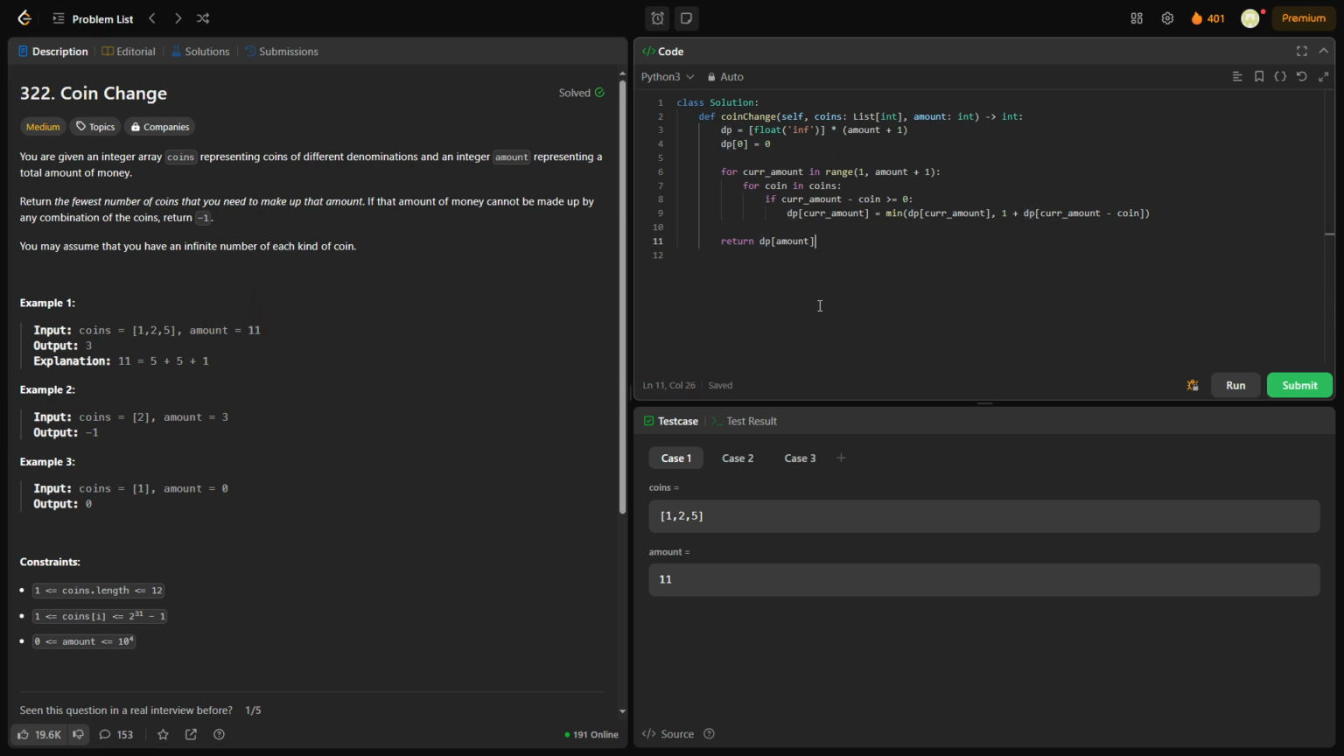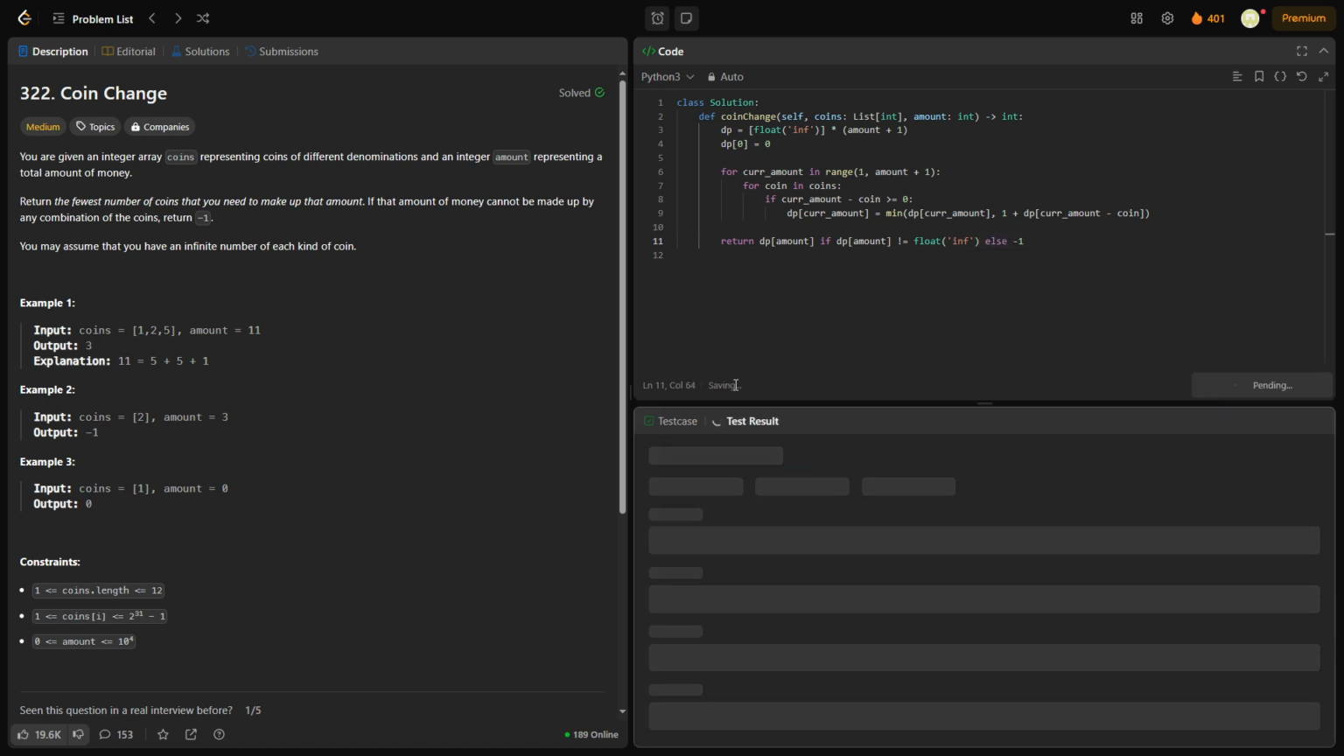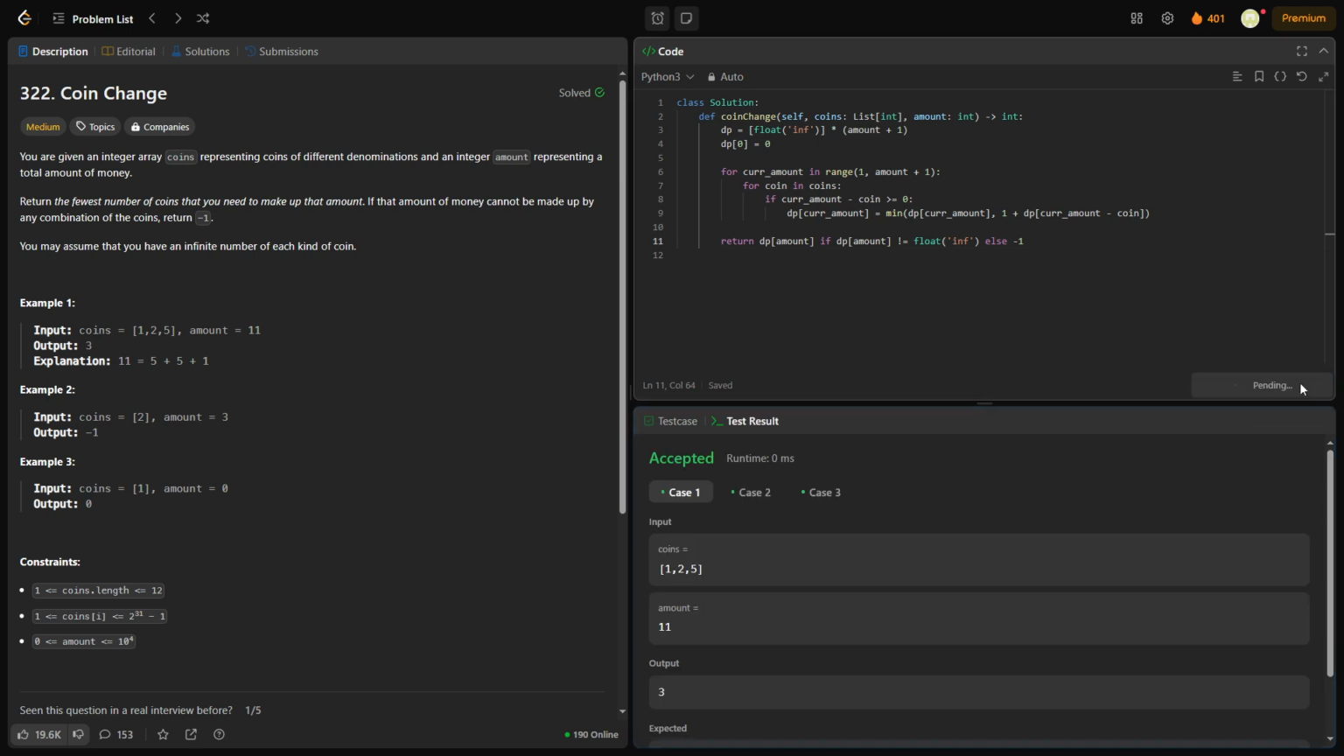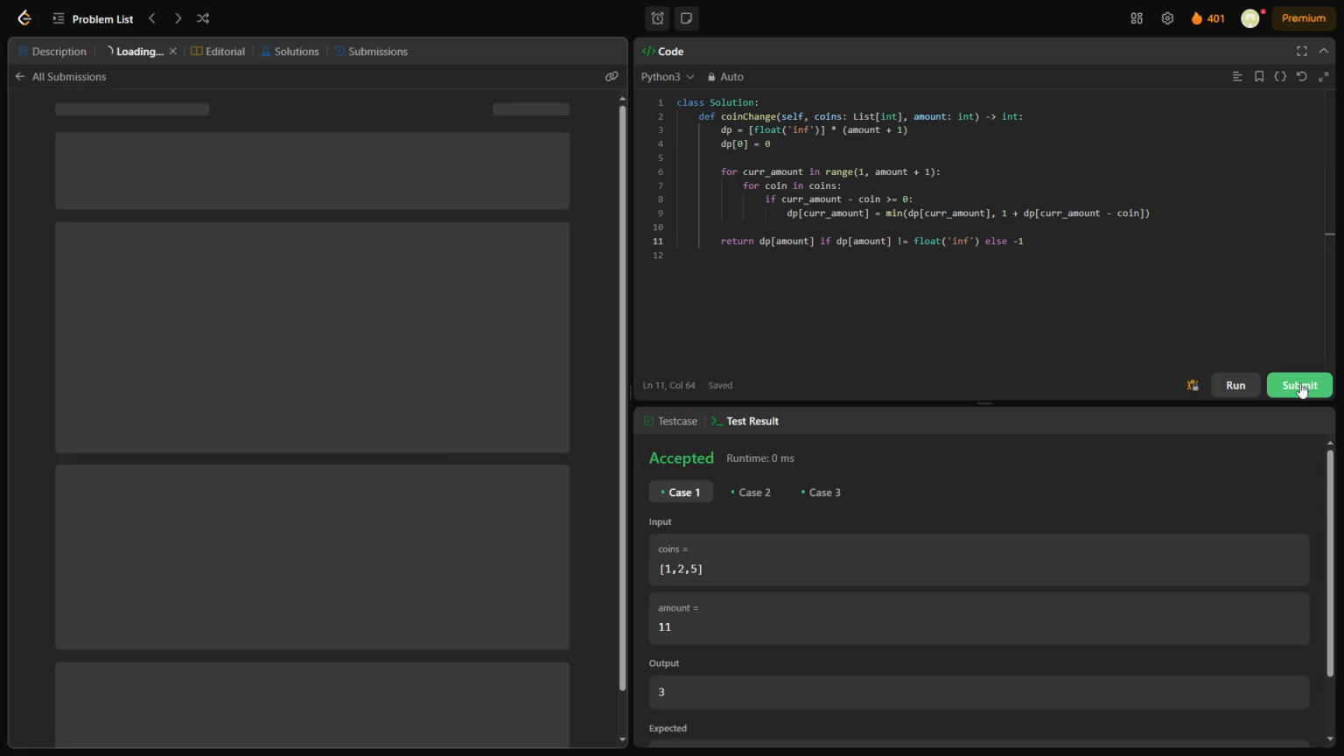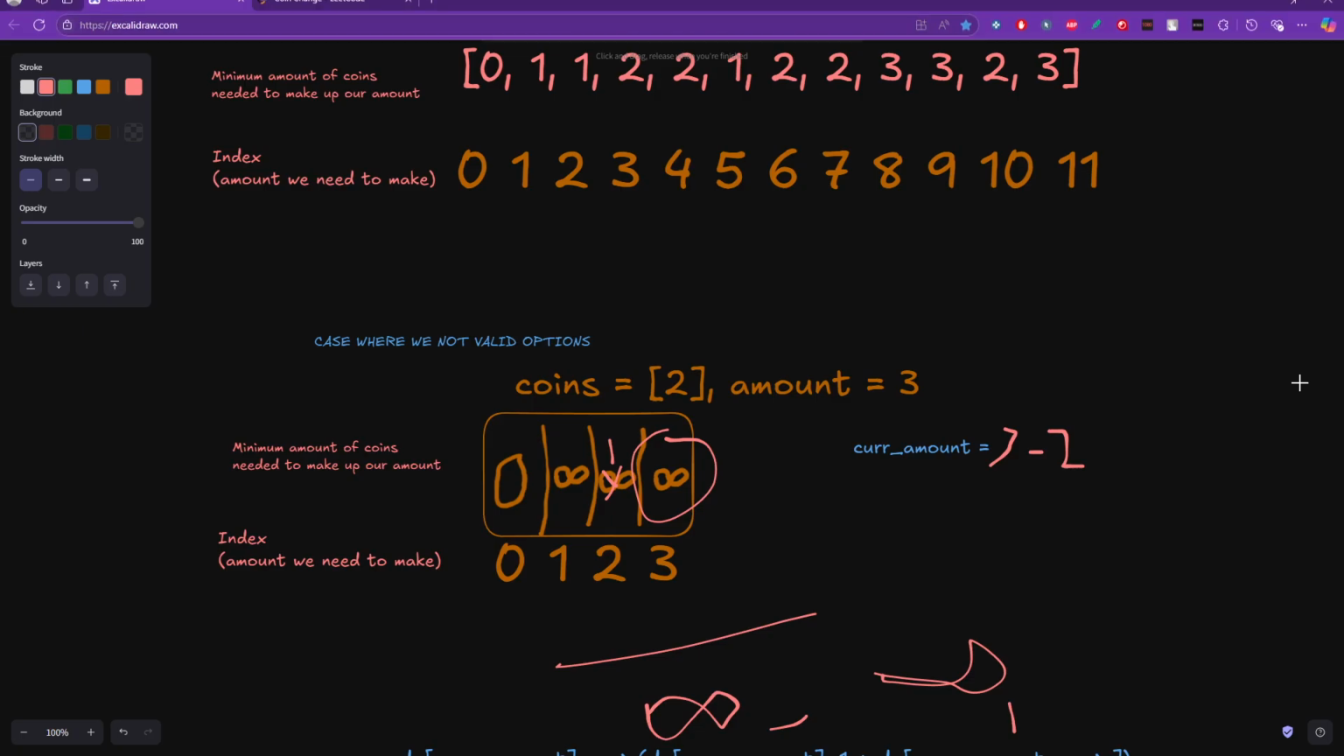So we do return dp of amount if dp of amount is not equal to float infinity, else we return -1, because if it's infinity, it means we didn't find a combination of coins that can make up that amount. Okay, boom, that's our code. Pretty neat. Okay, I'm gonna show you this one last time.